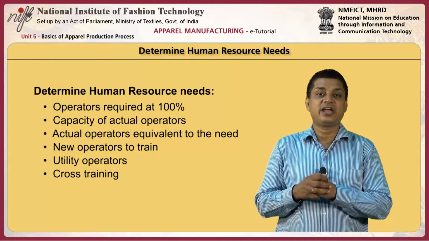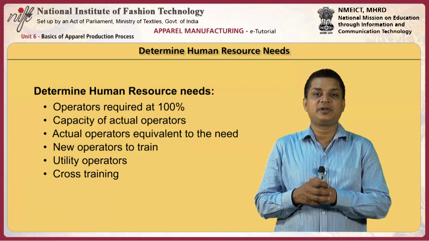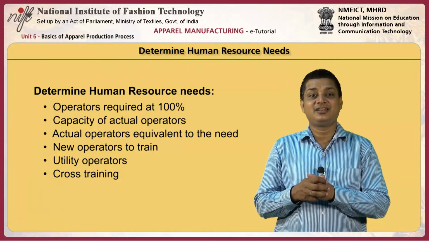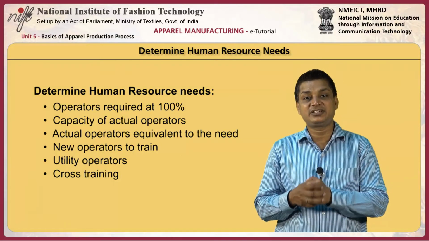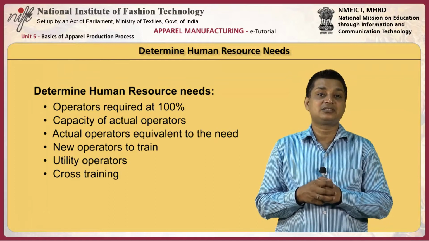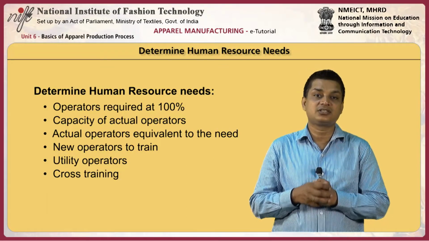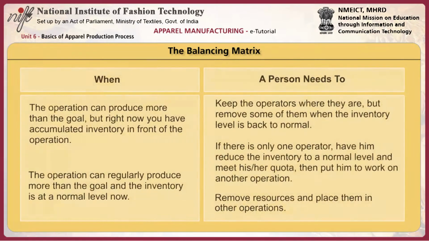Determine the capacity of actual operators, the actual operators equivalent to the need, the number of new operators that need to be trained, the number of utility operators, and the need for cross-training staff. This table explains what needs to be done for a particular situation.